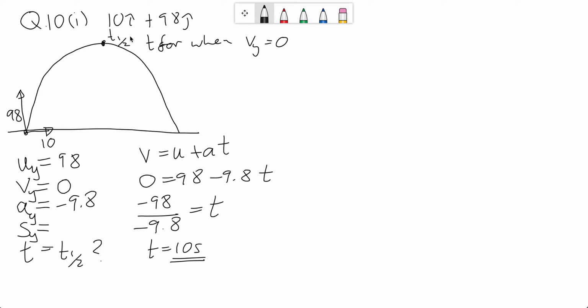So the time to get up here is 10 seconds. So straight away we know that it would actually take 20 seconds to get to here, but we weren't asked that. So that's the first part of the question.